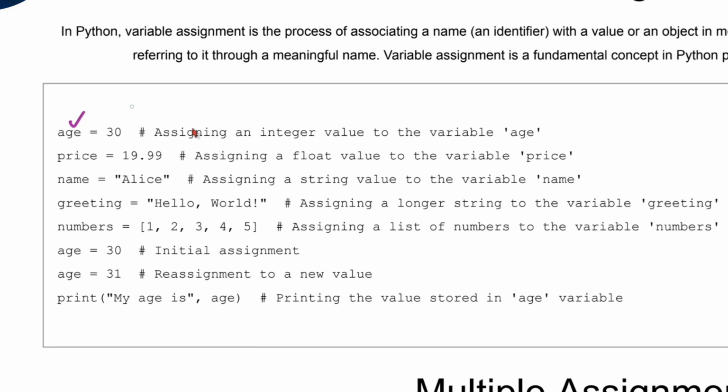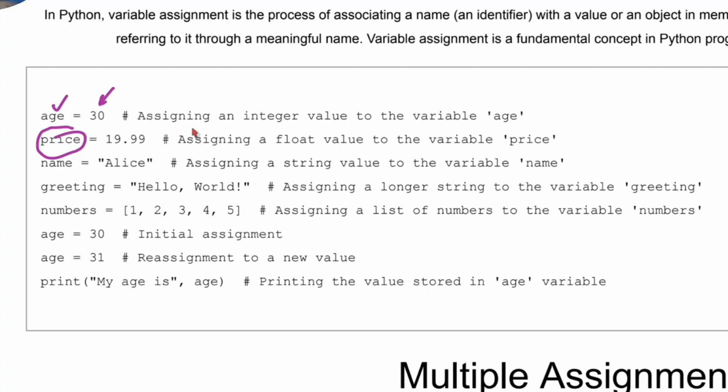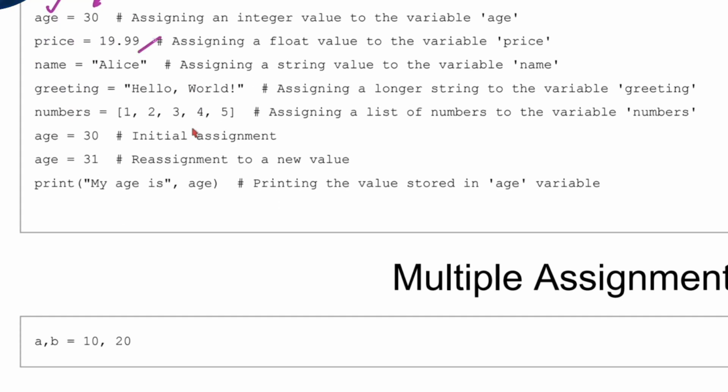So this age is equal to 30. That means I'm assigning an integer variable. So if I have this price, it is basically a floating value. By float I mean that it has a floating point. So there is a separate class for this. So you can see that we're assigning 19.99 in here. So this is a floating point number. So we're assigning it that way. We can assign strings as well. You can see this is a string. Okay. We can assign a longer string.